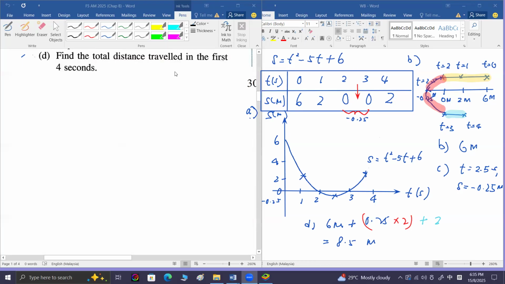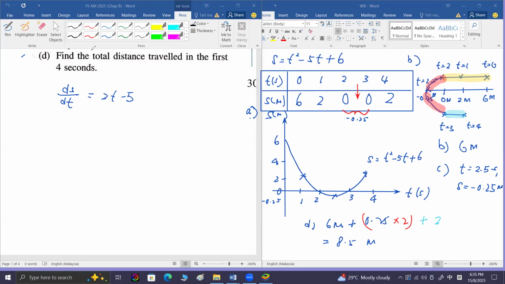Sometimes, class, for this type of question, if you're not asked to get the table, how do you do it? Listen to me. The same as what I'm going to explain later. This will be used for quite a lot of questions like this. Now, first of all, you find ds dt. This is another method. Listen carefully. ds dt is 2t minus 5.